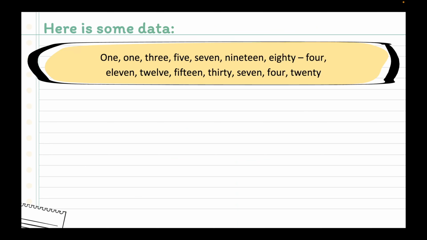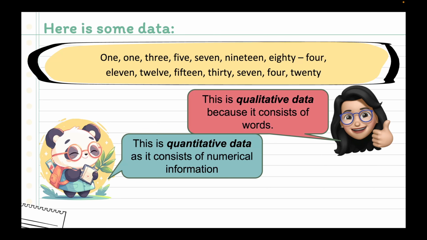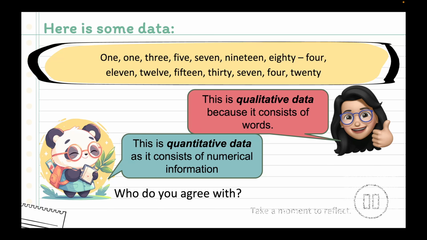Let's have a look at some data. Miss Amy and Cuddles have their opinions about this data. Miss Amy says this is qualitative data because it consists of words. Cuddles is saying this is quantitative data as it consists of numerical information. Who do you agree with? Take a moment to reflect and think about it.